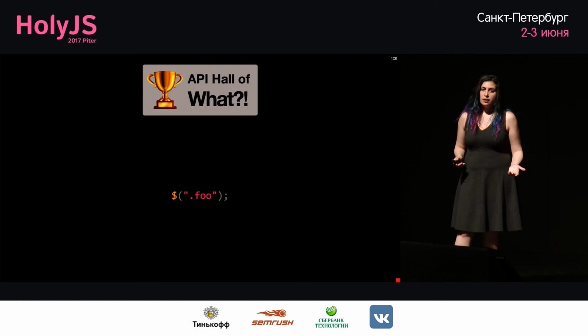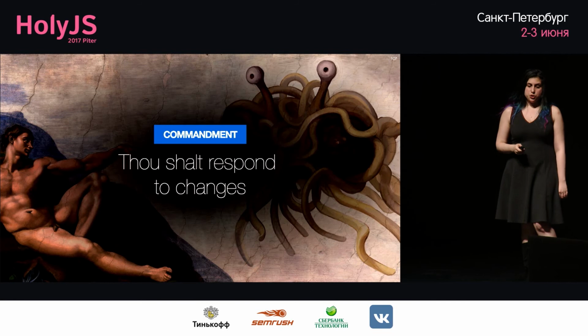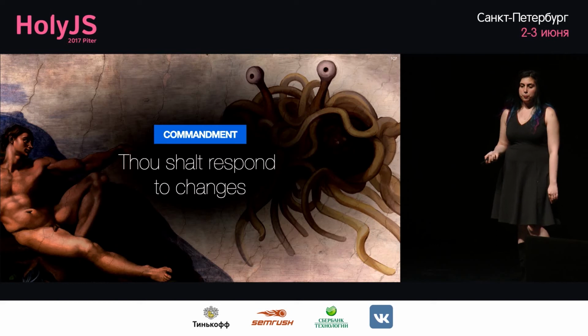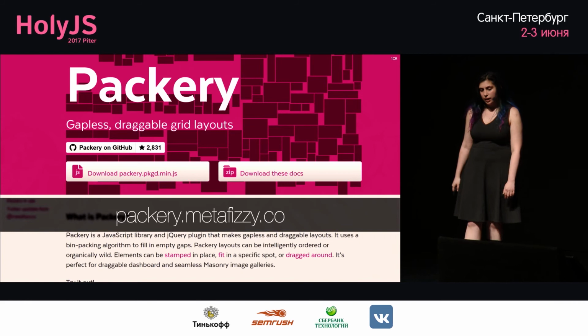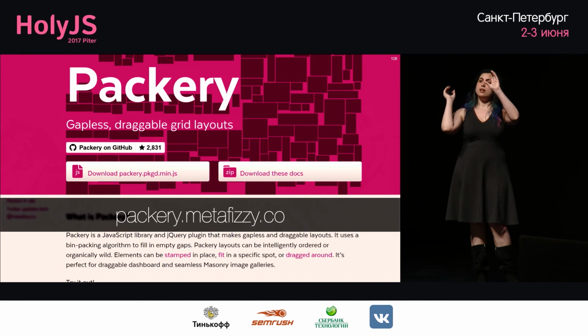Also, responding to changes. I couldn't find a native DOM example for this, because typically browsers are pretty good at doing this. But libraries in the wild are very bad at this. One example is this layout library that I really like. It does bin packing layout. You can have like a gallery with all these irregular sizes, and it looks beautiful.